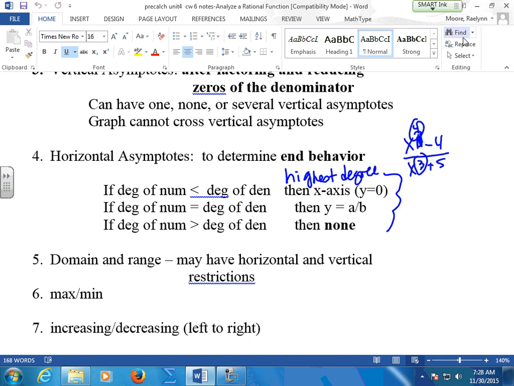Domain and range, we've done those before. Your max and your mins, your increasing, decreasing. Sometimes we get these. Because we have a lot of asymptotes here, we get these guys. These guys have no max or mins, even though they have a turning point, they kind of turn over here. It's not like a vertex point. It's just kind of an increasing, decreasing function. So they have no max or mins, but we do consider concavity in this.